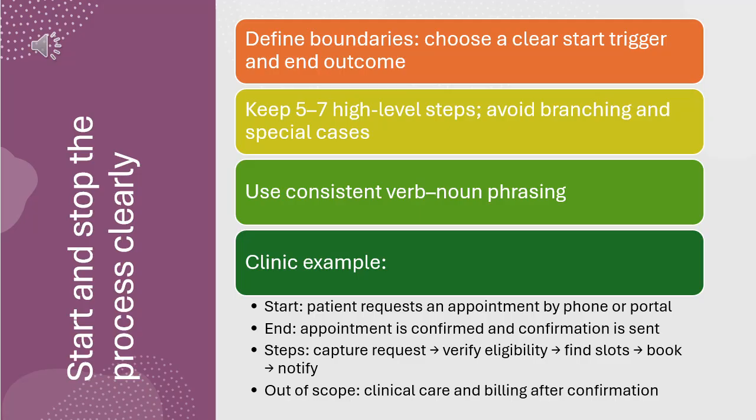Begin by drawing boundaries. Choose the start trigger and the end outcome. Keep steps high level, 5 to 7 total. Avoid branching and special cases. Use verbs and nouns consistently.